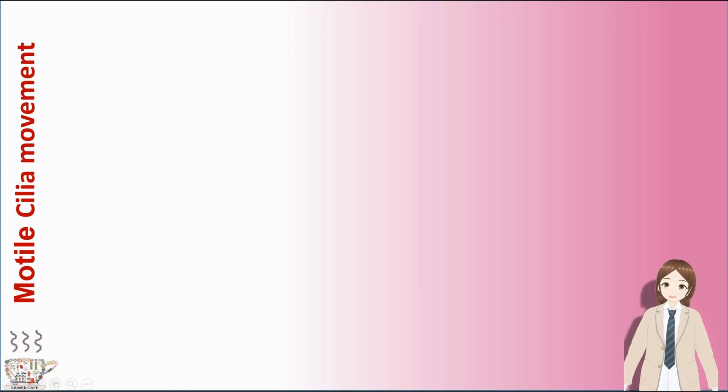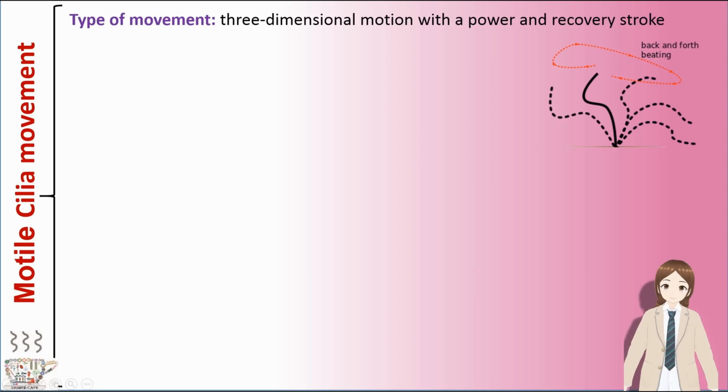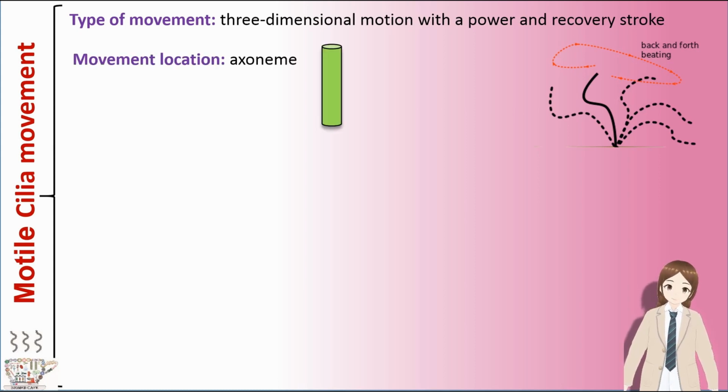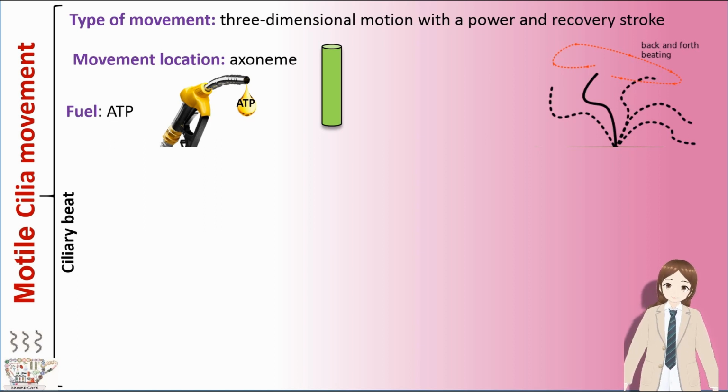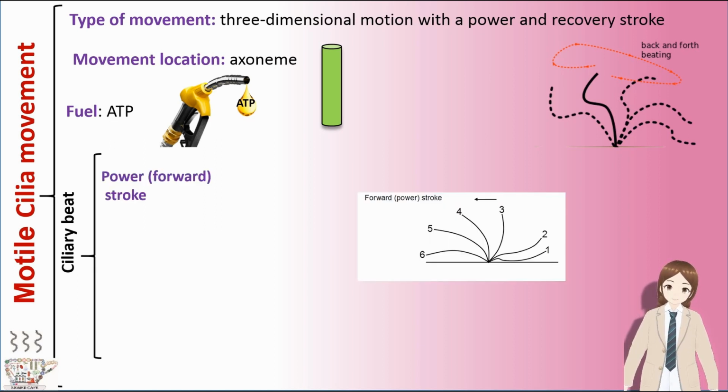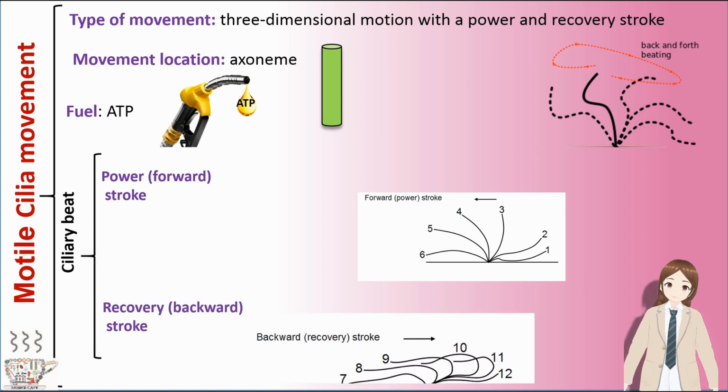Motile cilia movement. The type of movement is three-dimensional motion with a power and recovery stroke. The movement location is the axoneme. The fuel is ATP. The ciliary beat has two strokes: the power or forward stroke, and the recovery or backward stroke.